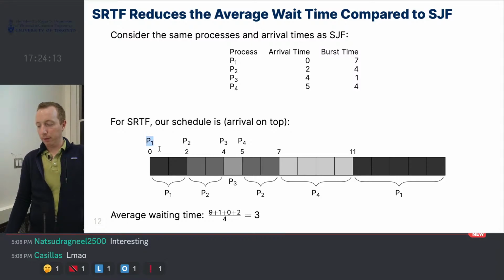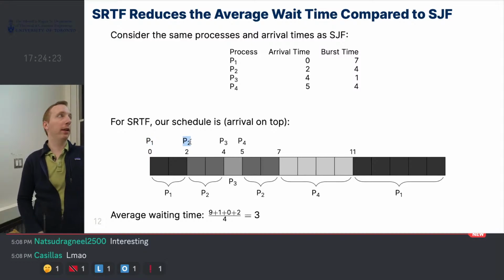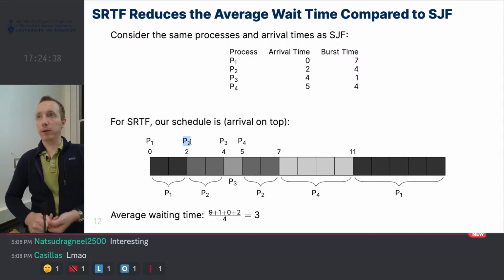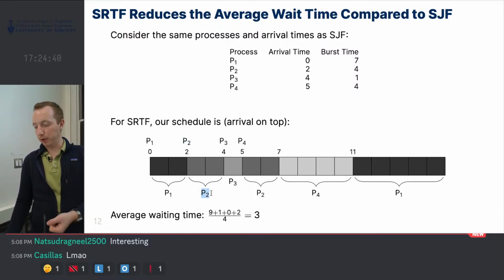So at time 0, P1 comes in, and we have no other choice but to schedule P1. So we would schedule it for 2 time units, and then P2 comes in at time 2. At time 2, P1 has 5 time units remaining, and the newly arriving P2 has 4 time units remaining because it hasn't executed at all. So 4 is shorter than 5, so we would schedule P2.